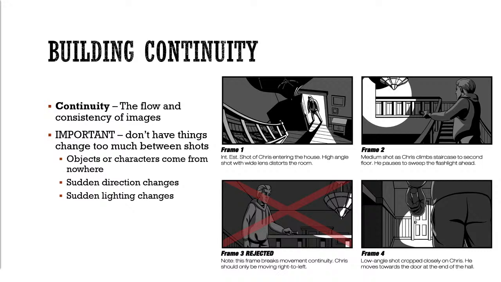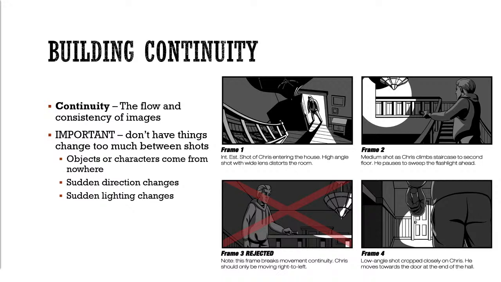What's more important is that your shots have some sort of continuity to them, which is the flow and consistency of images. For example, this series of shots is a scene where a guy is exploring a haunted house. He goes into the house, and the shots are laid out so that he is always on the right side of the shot, and his motion always goes from right to left. Except in shot 3, where they have him get to the top of the staircase and then go from left to right, and that's why it's rejected, because it breaks that continuity.